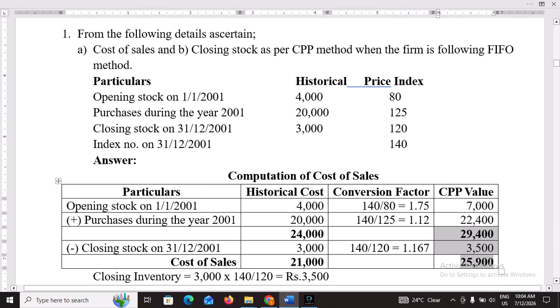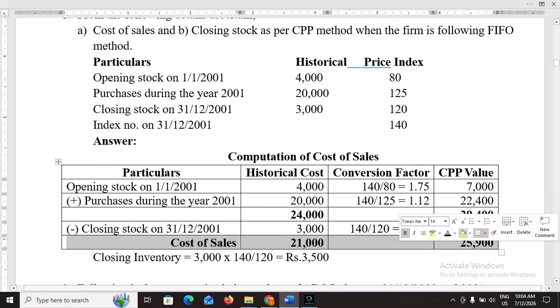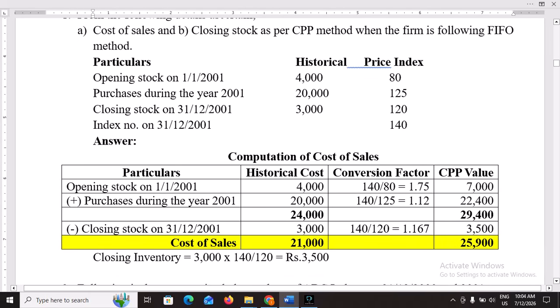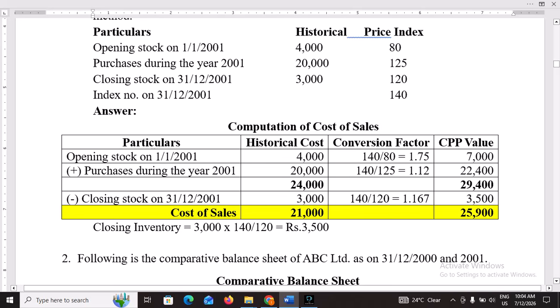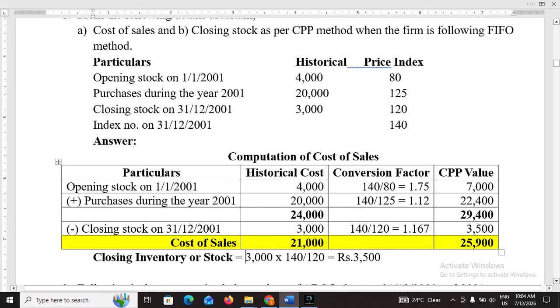Okay, this is the cost of sales. Now closing stock. Closing stock as per CPP method when the firm is following FIFO method. Closing stock means closing inventory. Closing inventory or stock is how much? 3,000.